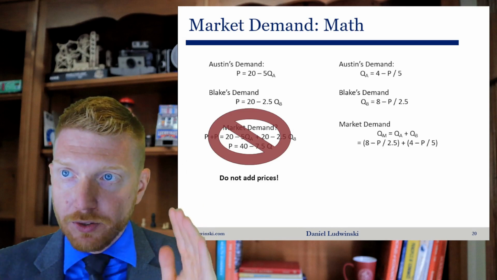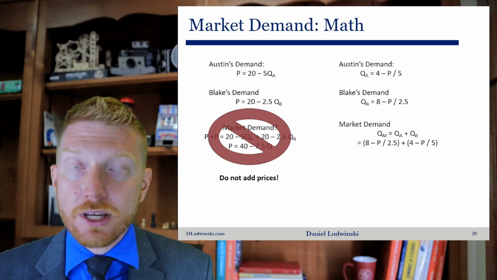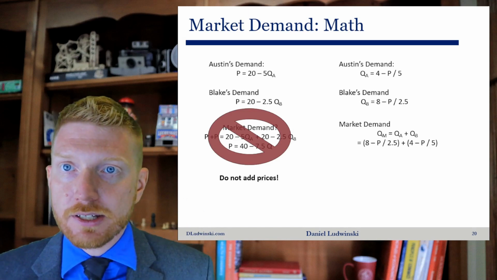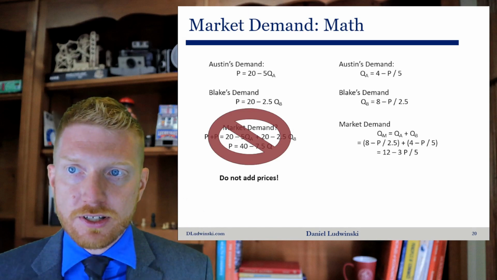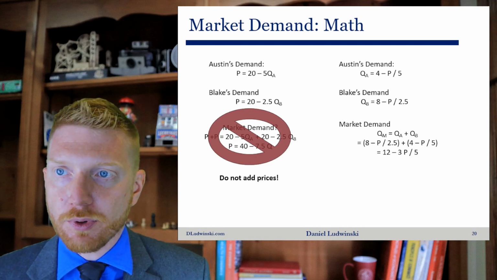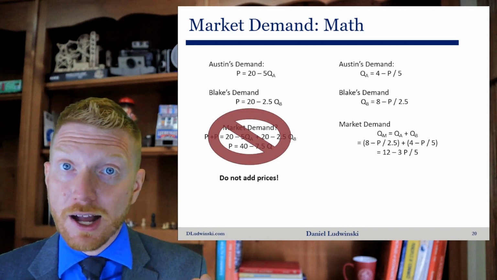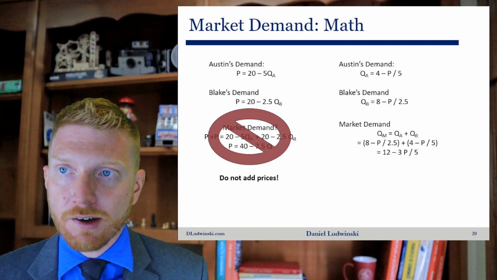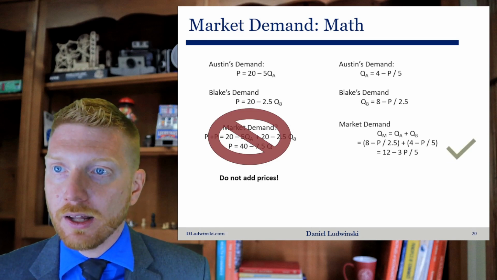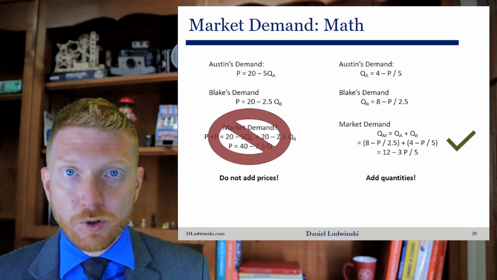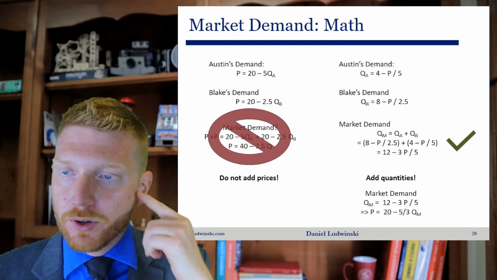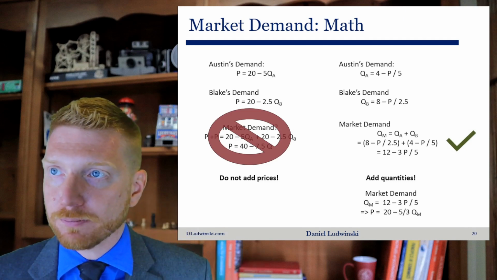And so what we're going to do is simply add those individual demands together to get the complete market demand, which is 12 minus 3 times price over 5. Now, if you need to graph this and turn it into its graphed form, you can take the inverse of it. Once you add the quantities, then you can turn it into its graphed form.